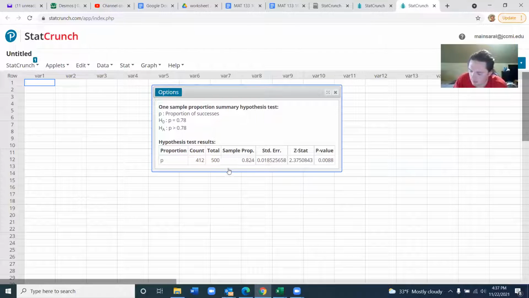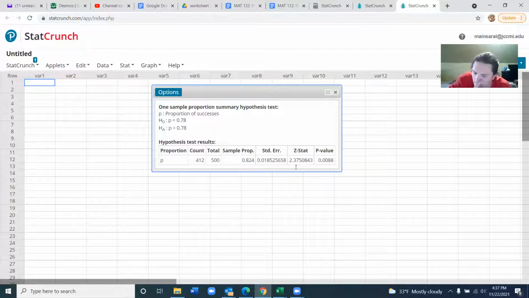Okay. So our sample proportion is 0.824. There's our standard error, and our z-stat is 2.375. Any questions on that one so far? Okay. So let's just write that 2.375, and my p-value is 0.0088. We're not going to need that until step 5.